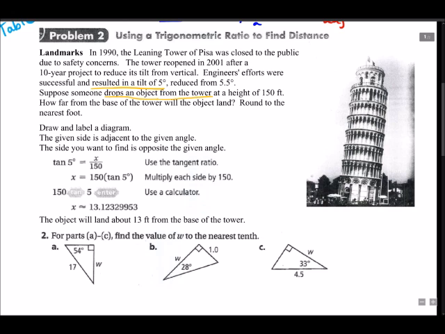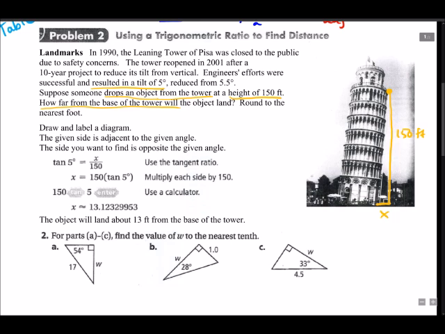Drops an object from the tower at a height of 150 feet. How far from the base of the tower will the object land? So, bad tourist is up here and drops the object. We know this is 150 feet, and what we want to know is this distance right here.